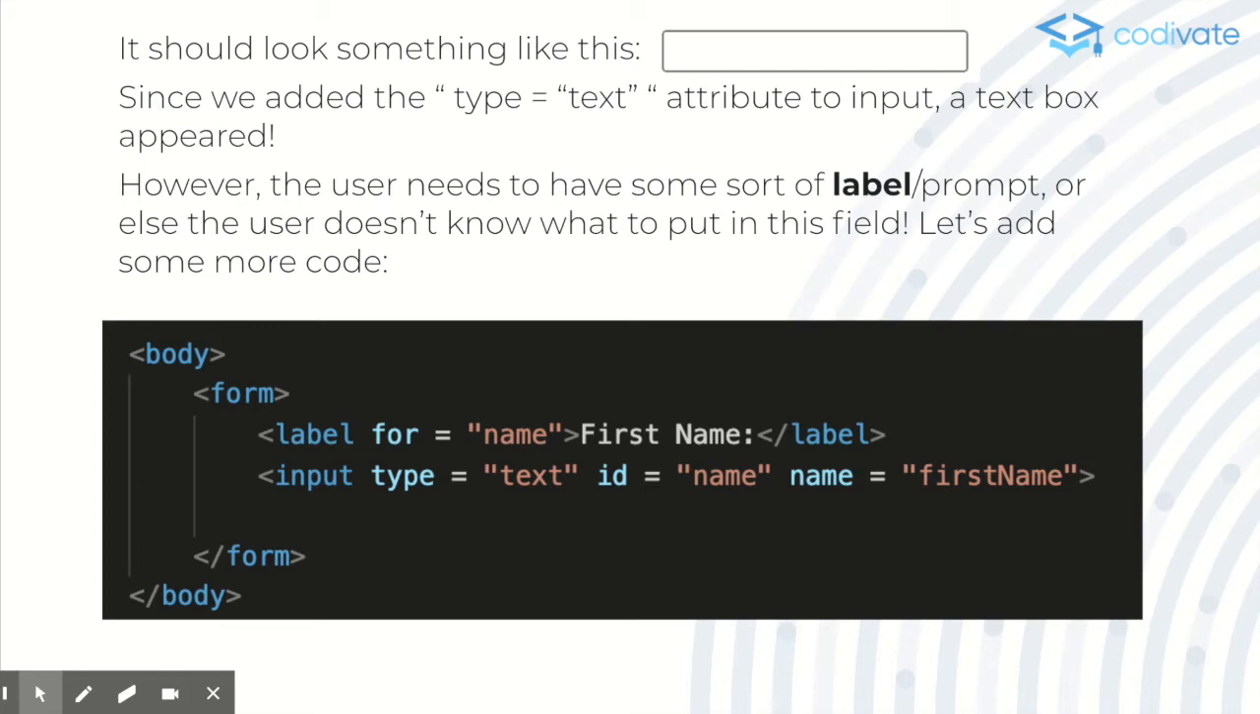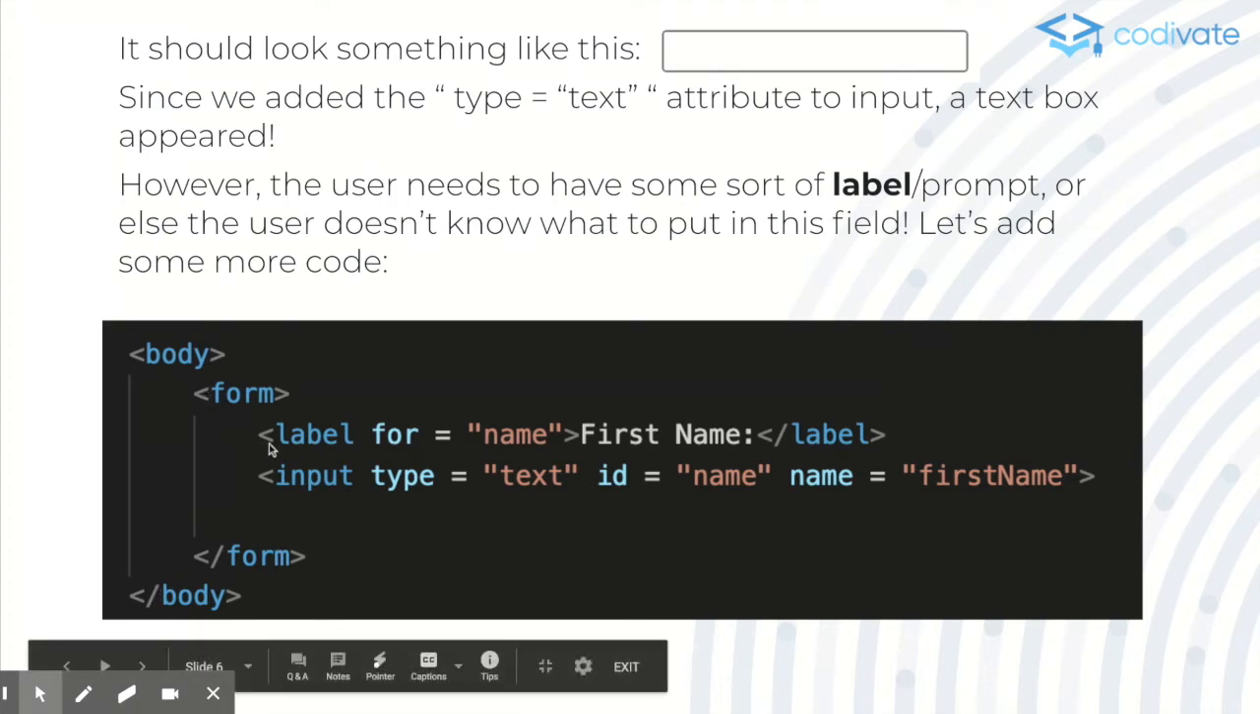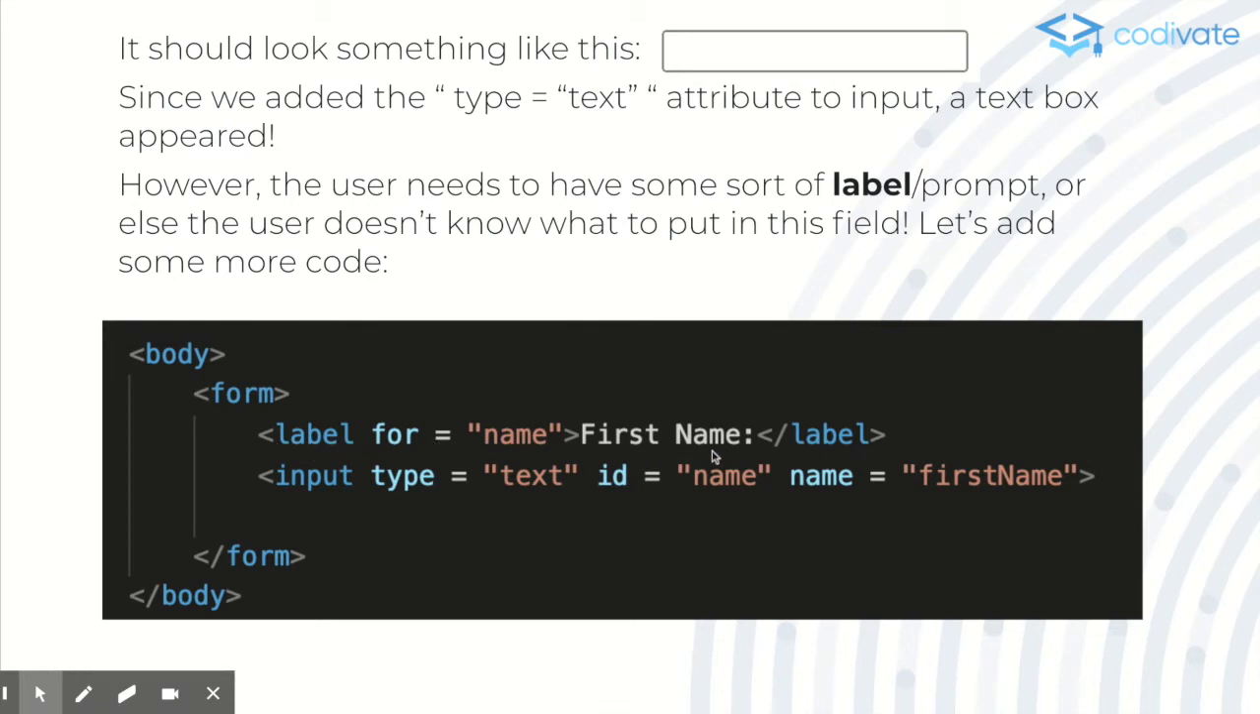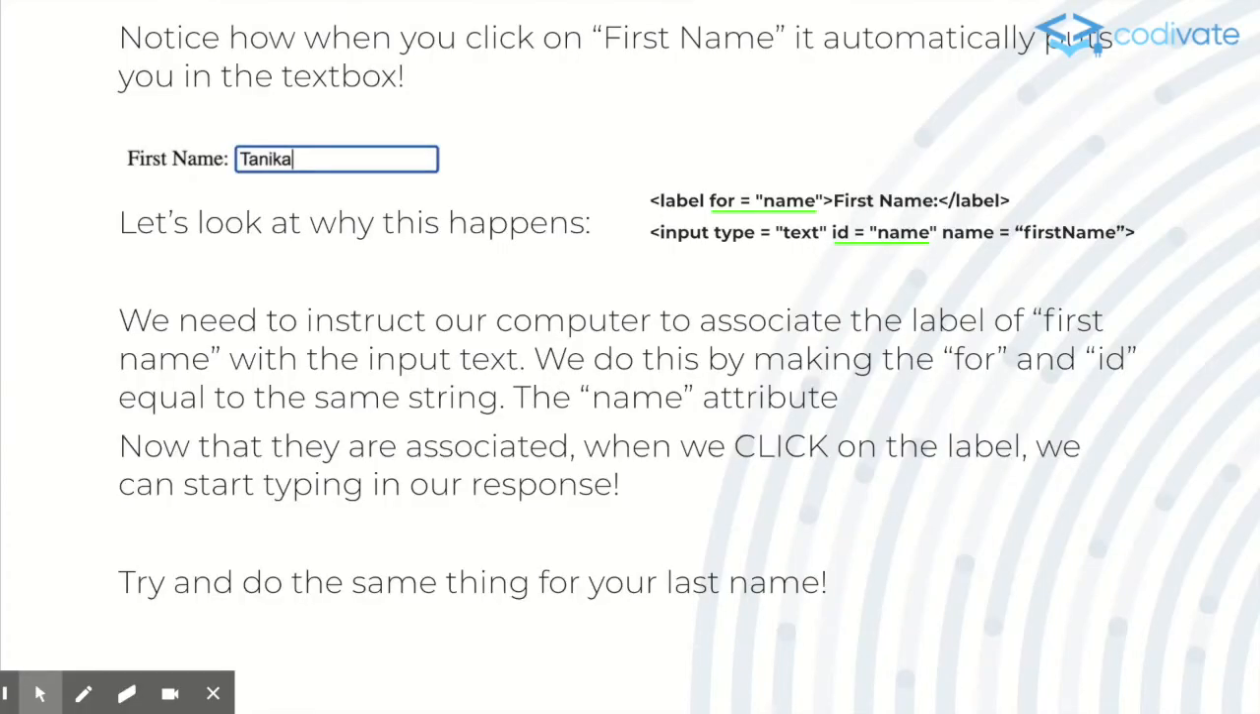However, the user needs to know about some sort of label or prompt, else the user doesn't really know what to put in the field. So let's add some more code. So we added over here label for equals name and first name. And then we would end the label. So that would give you an actual display because we need to know what we're putting in the text box. So notice how when you click on first name, it automatically puts you in the text box. And let's see why that happens.